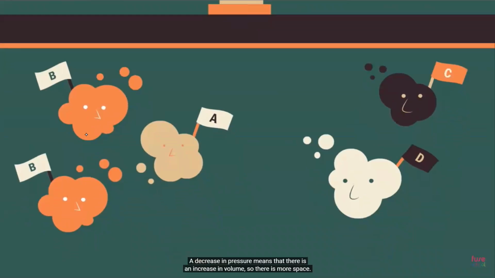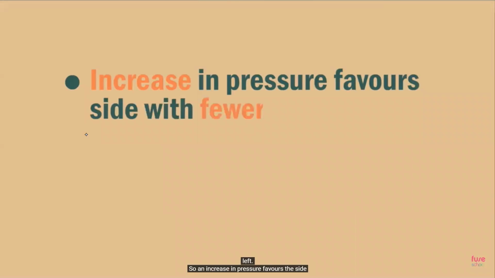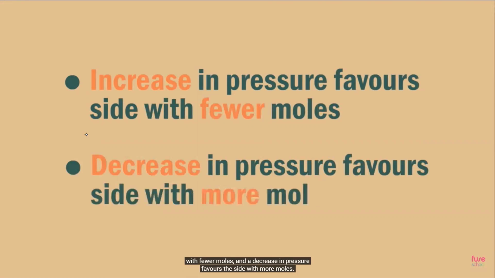A decrease in pressure means that there is an increase in volume, so there is more space. Equilibrium shifts to the side with more moles. So in our example, equilibrium shifts to the left. So an increase in pressure favors the side with fewer moles, and a decrease in pressure favors the side with more moles.